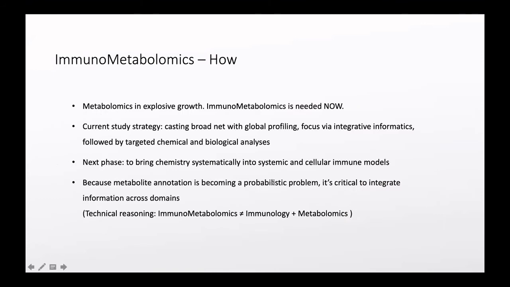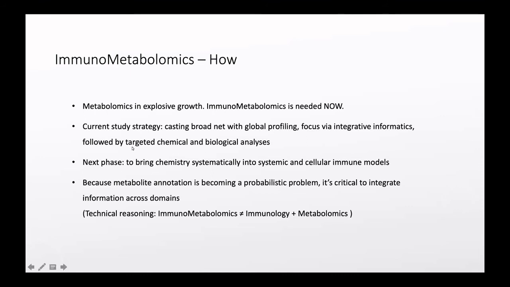So to summarize, we can already make a lot of progress in applying metabolomics to immunology. Metabolomics itself is in explosive growth right now. Our current strategy is to start a study with global profiling and targeted analysis. This is just to cast a very broad net. Then we use integrated informatics to zoom in on specific hypotheses. We follow that with targeted chemical and biological analysis. Again, I did not really get into the details of computational methods, but metabolomics, similar to genomics, is converting to a computational science now.